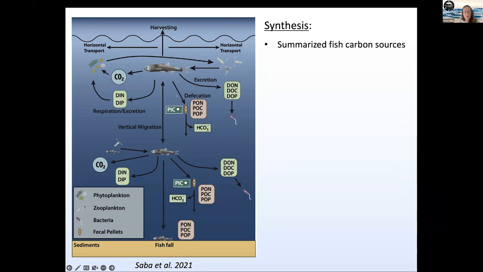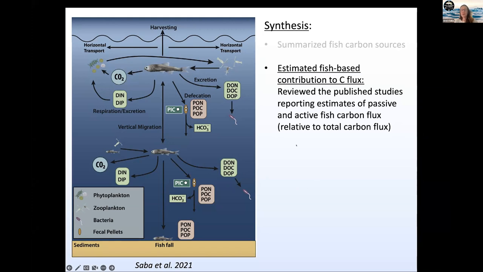Some of these fishes, particularly the mesopelagic fishes, are diurnal vertically migrating. So going up and down in the water column on a daily cycle. And so they can actively transport that carbon out of the surface layer. So a lot of different types of carbon fish are producing, and different pathways, of course, as well for these different types of carbon.